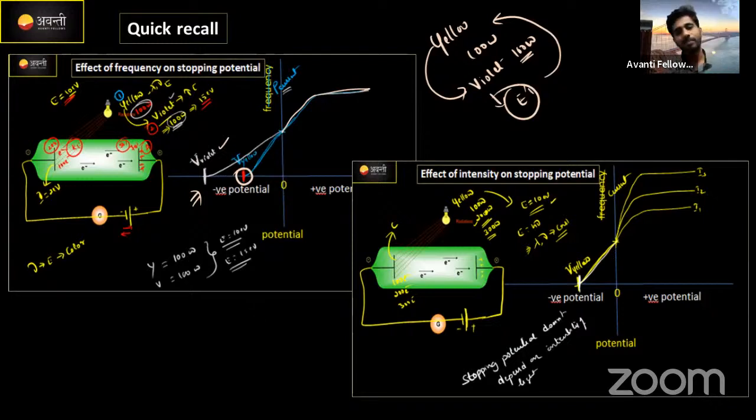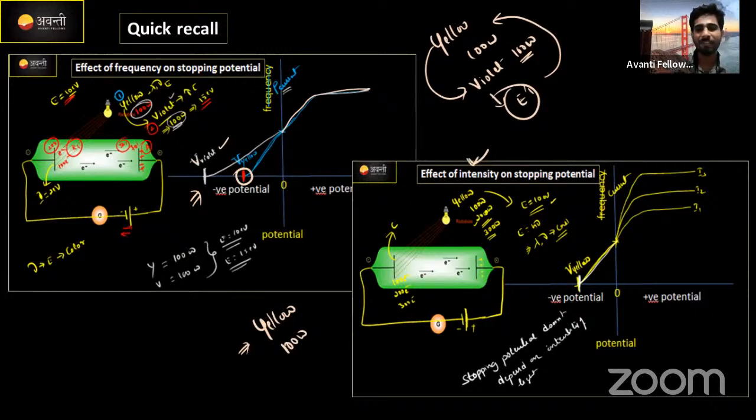Clear? Next point we discussed was the effect of intensity on the stopping potential. Intensity से stopping potential कैसे vary होता है? What we took actually was the yellow bulb only, correct? Throughout the chapter, yellow bulb के अलावा कुछ भी नहीं किया है हमने. Okay, yellow bulb with 100 watt. क्या change करना है? Intensity change करना है. Correct ना?